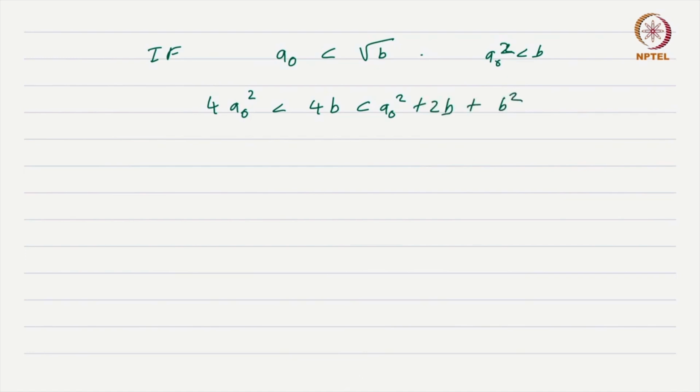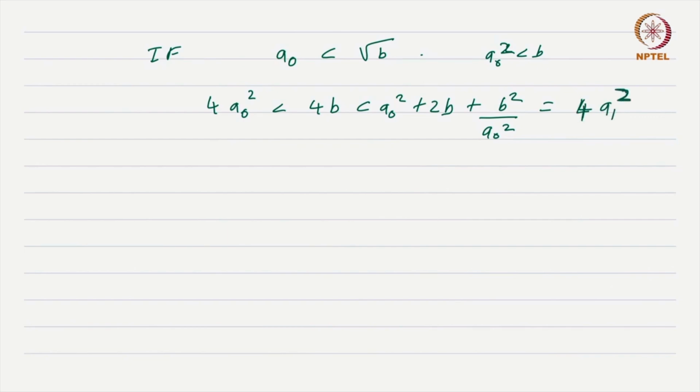Well, if a naught happens to be less than square root of b, then that means a naught squared is less than b. Okay, then observe that 4a naught squared is less than 4b, which is less than a naught squared plus 2b plus b squared by a naught squared, which is equal to 4 a1 squared.